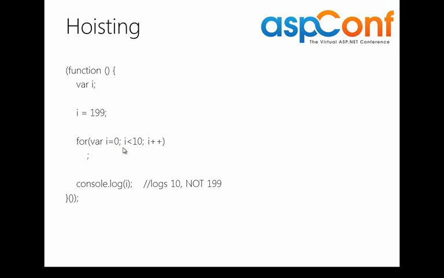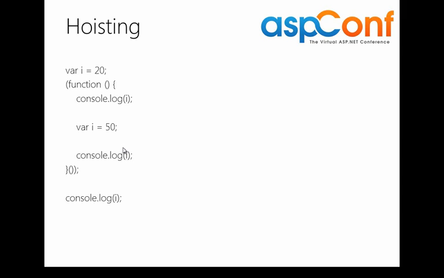And this is another example of where hoisting comes in. So this var i is being hoisted to the same line as our var i, and as such, the i inside of the function is the same as the i inside of the loop.